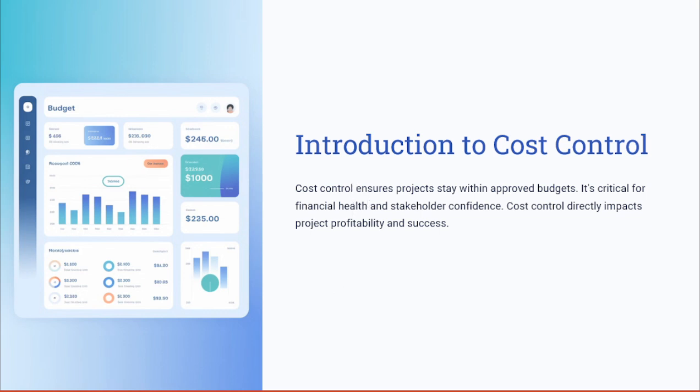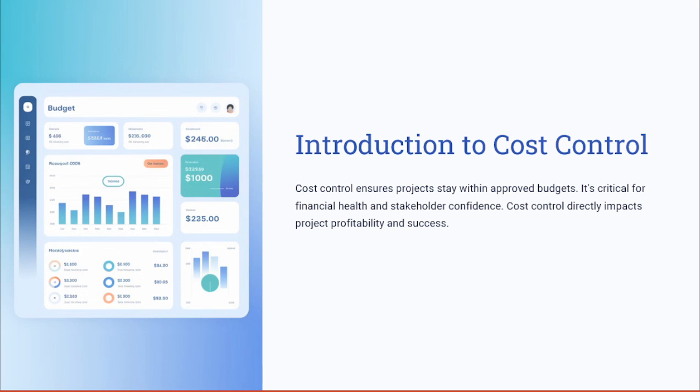Cost control is the cornerstone of financial management in project execution. It involves monitoring the expenditures, or the spending, of the project and comparing the actual costs with the planned budget, also implementing corrective actions when variances occur.